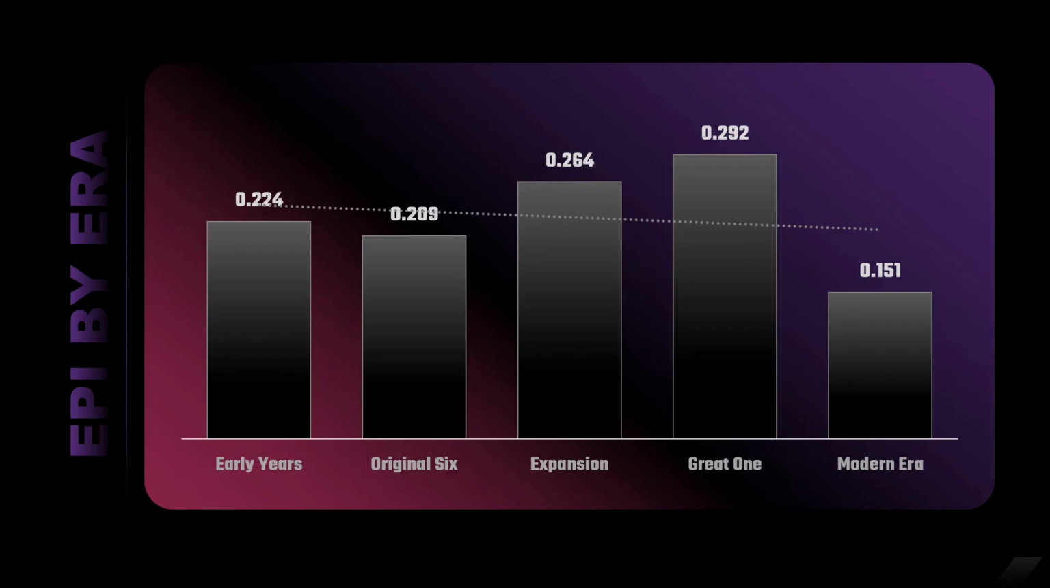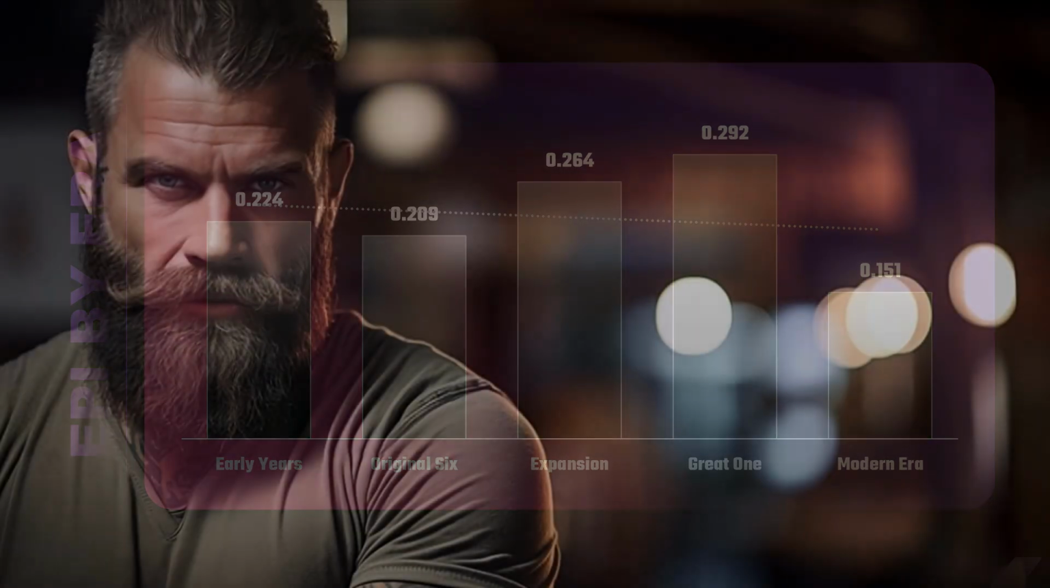To do this, we first calculated the average EPI for each of the eras and plotted with a column chart. We included a trend line to see how EPI trended across the eras, and interestingly, we found it declined over time. Note that while it declined overall, we did see the expansion and Great One eras higher than the others.